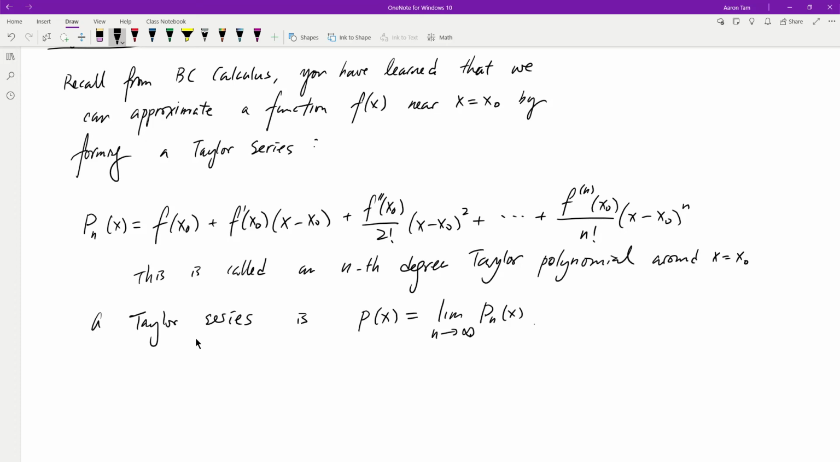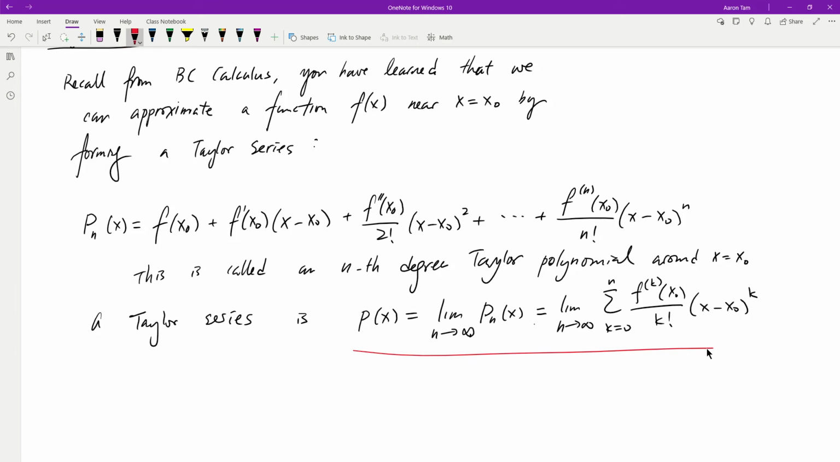This Taylor polynomial can be written into a summation form, so maybe I'll write it this way. I'll just continue here. It will probably equal the limit as n goes to infinity of the summation k from 0 to n, f to the k-th derivative at x sub 0 over k factorial, x minus x sub 0 to the k power. So that would be your Taylor series formula.